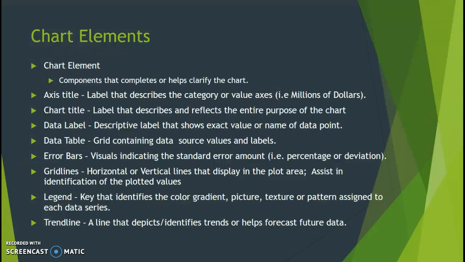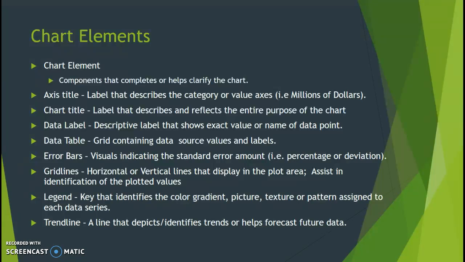Error bars are visuals indicating a standard error amount. So if you're looking at percentage of error or standard deviation, those types of error bars can be displayed there. The grid lines are the horizontal or vertical lines that display the plot area. For a column chart, the grid lines are going to be horizontal. For a bar chart going left to right, your grid lines are going to be vertical. Those assist in identifying the various plotted values.